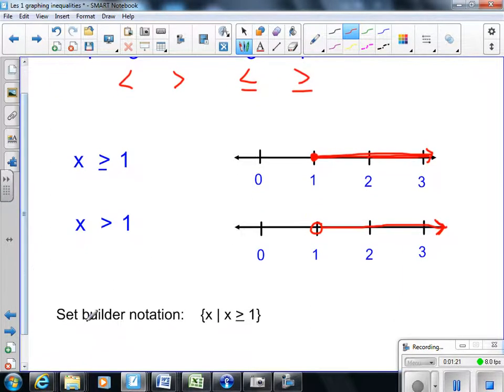The next thing I want to point out is what they call set builder notation. Your textbook points this out. It's just stating that x is greater than or equal to 1, and they state it as a solution. So if you're doing a problem and you get an answer of x is greater than or equal to 1, sometimes you might see it written as a set, x such that any number you put in for x will fall into this set.